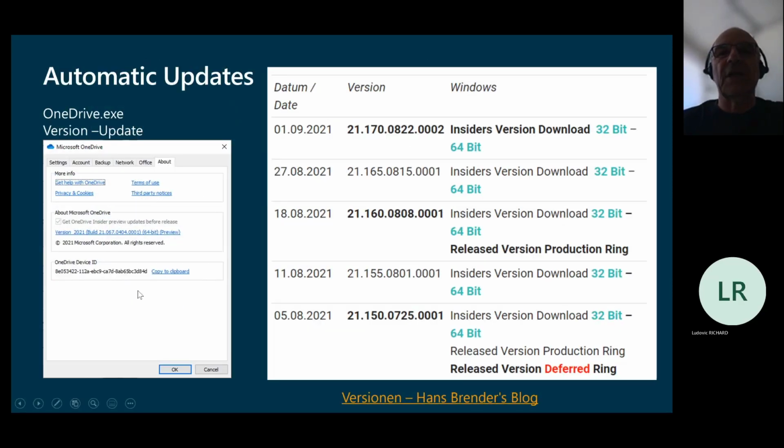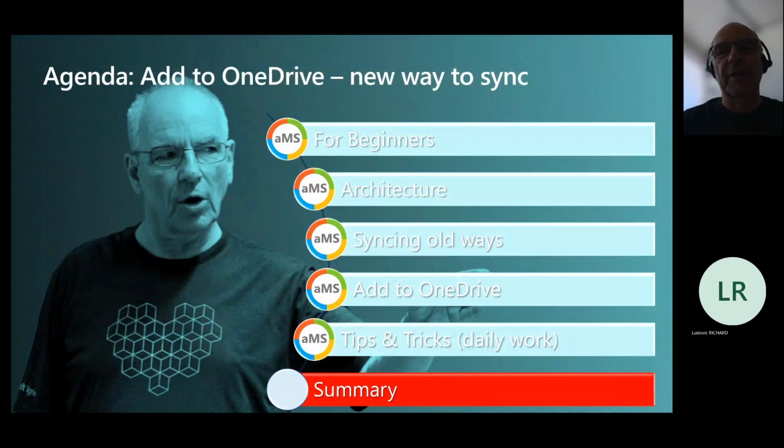Some automatic updates I spoke about. There are 3 ring systems. You will find here the ring system also for the insiders. Microsoft does not publish it anymore. And sometimes, hey, I have a new version, but it's there. And sometimes if you want to go to the insider ring for the machine, you find it also there.